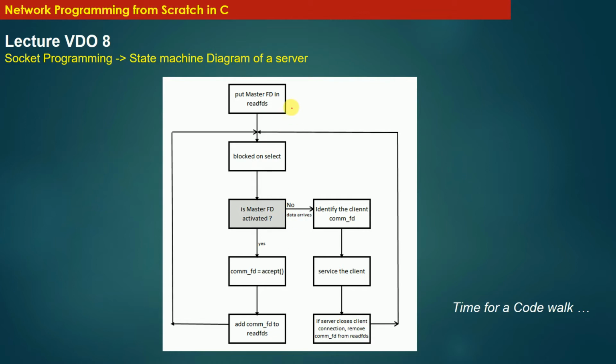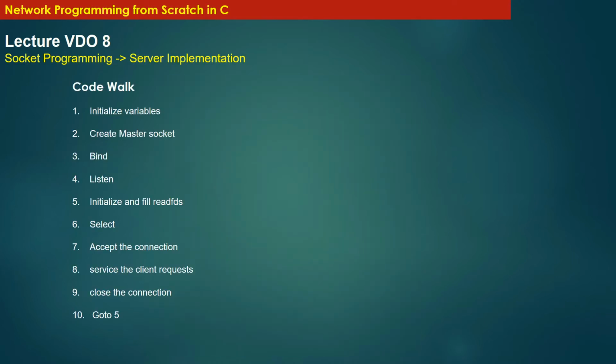So the first thing that the server does is to create a master socket file descriptor and put it in the ReadFDs set, right? And then the select system call is called on the ReadFDs set, and the select system call is a blocking system call, so it is blocked. Now, when a new client connection request arrives, only the master socket file descriptor is activated, because the purpose of the master socket file descriptor is to detect new client connection requests.